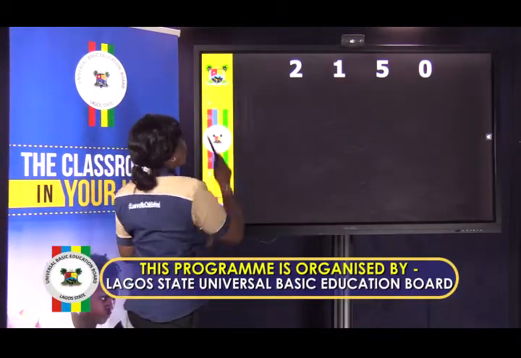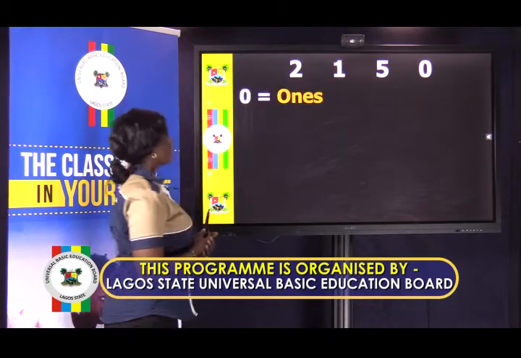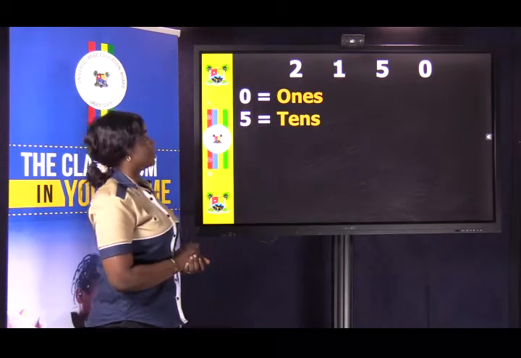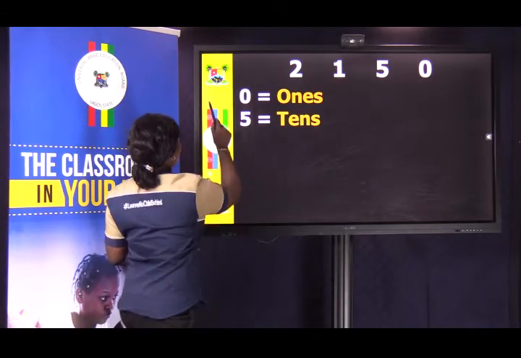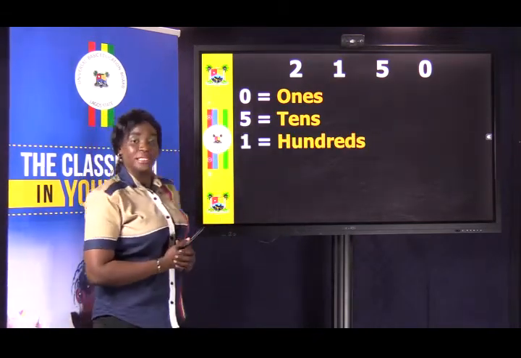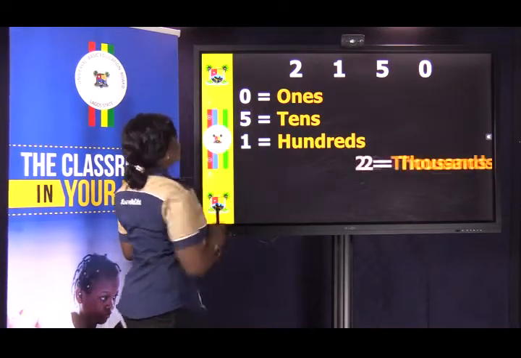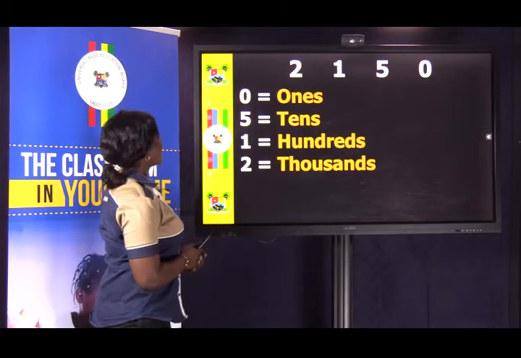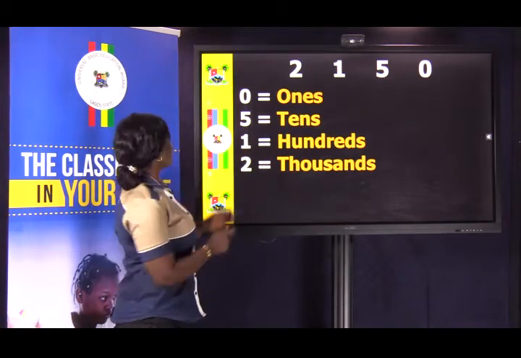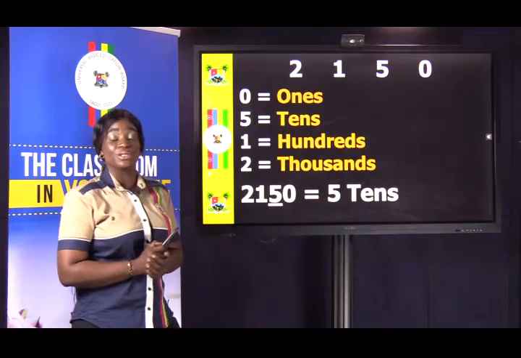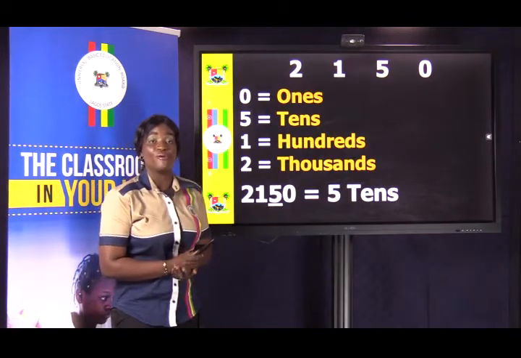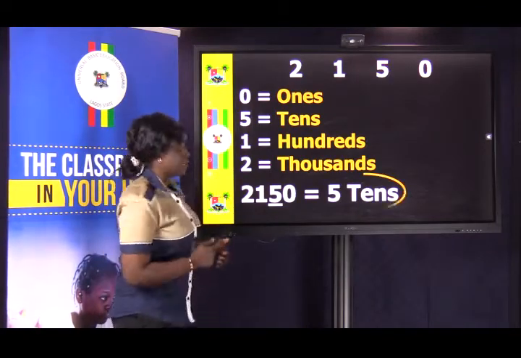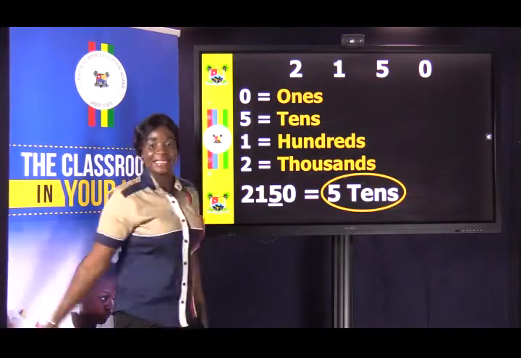We have the first number to the right, 0, is under the ones column. The second number to the right, 5, is under the tens column. Yes, the next number, 1, is under the hundreds column. And 2 is under the thousands column. Yes, so where is 5 positioned in that number? 5 is positioned under the tens column, or 5 is standing in the tens position. Yes, so 5 tens. Yes, and that's it.